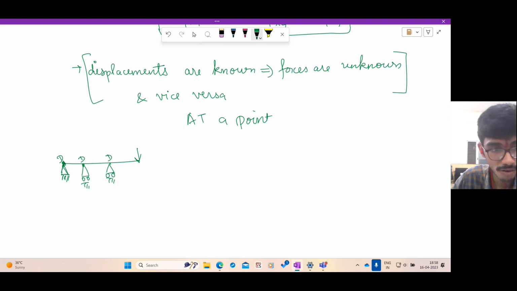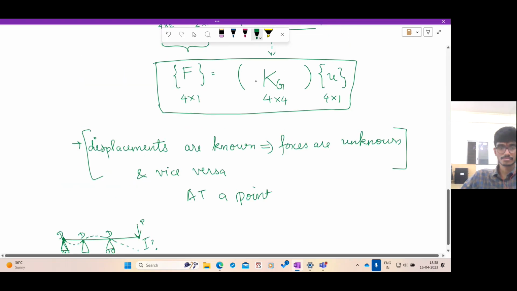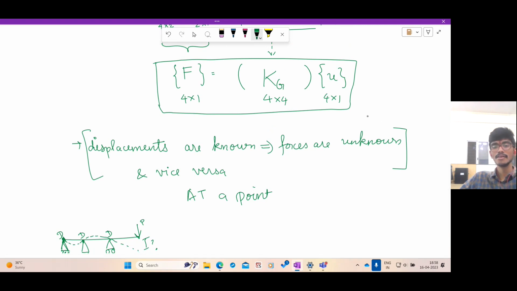But here what is known? So this will deform like this. Here the force is known, but the displacement is unknown. So if you see the total, in this some F's are unknown and some U's are unknown, but totally we'll have only 4 unknowns. That is the beauty of this method.